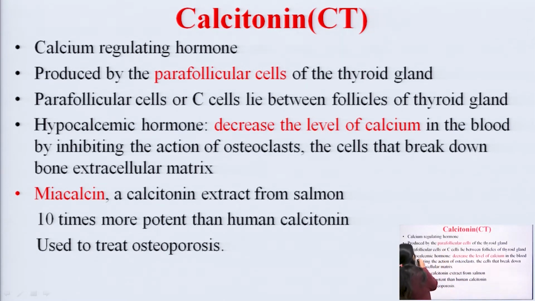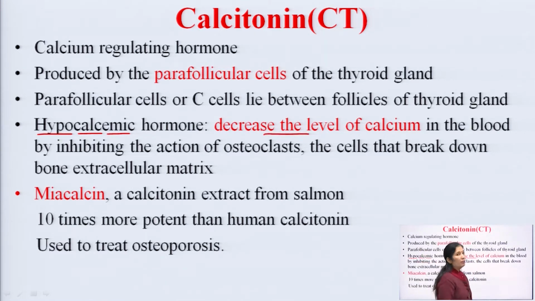Hypo means decrease, calcemia, and emic comes from the blood. So, it is a hormone that causes a decrease in the level of calcium in the blood. In the blood, it decreases the calcium level, so it is known as a hypocalcemic hormone. So, calcitonin is a hypocalcemic hormone, and how does it decrease the level of calcium?